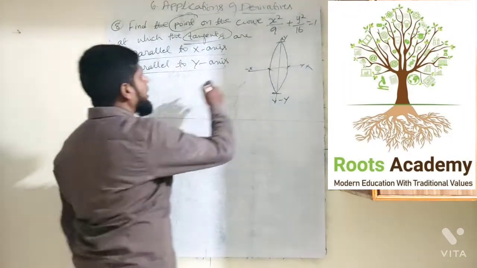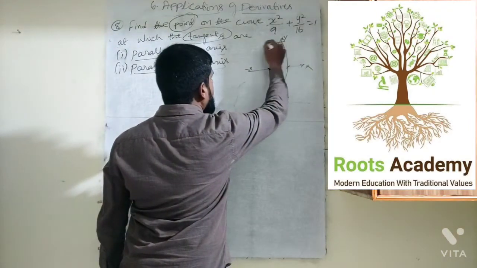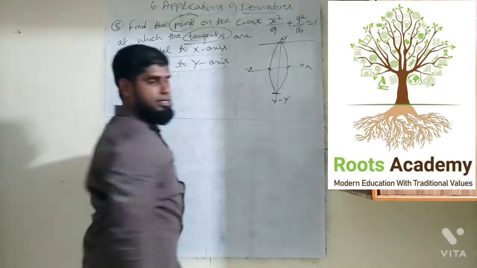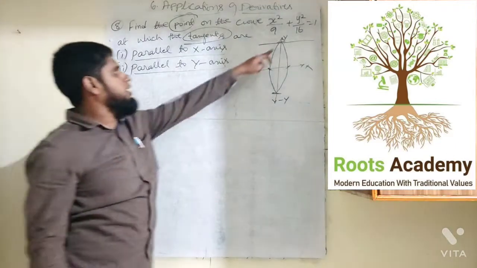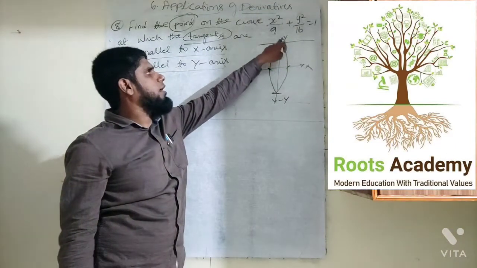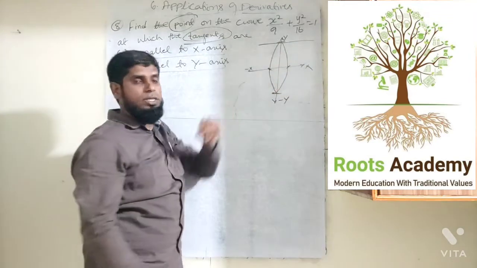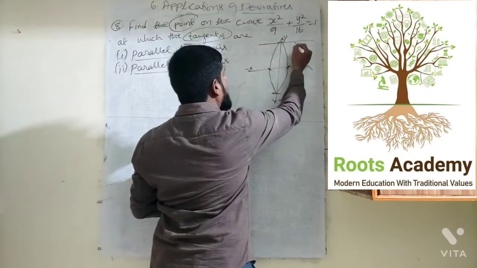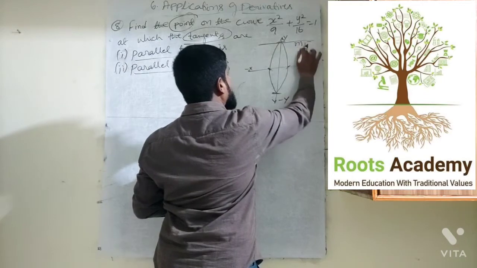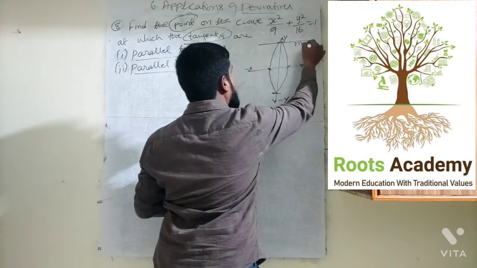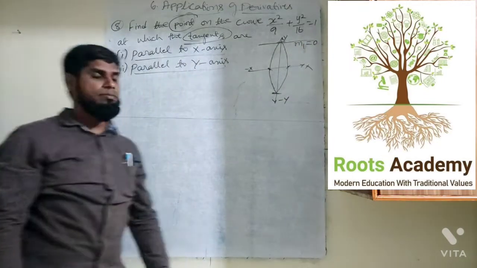So tangent is parallel to x-axis means somewhere here it is. The line is like this. The tangent, this is the tangent, it touches at the extreme. So this is parallel to x-axis, so its slope is 0. Let us consider this m1 is 0.